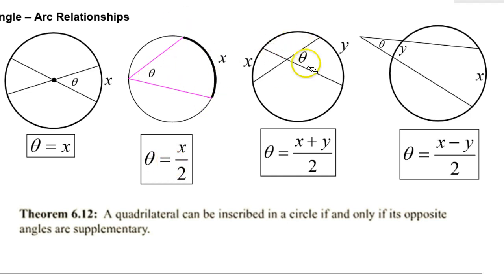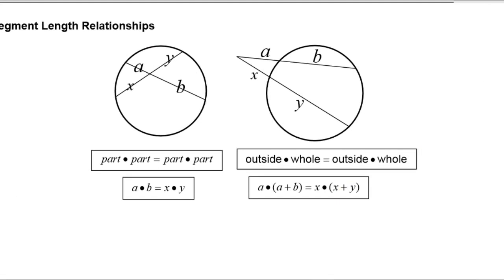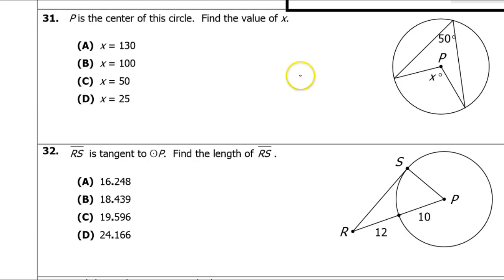If you have a random angle floating inside of the circle, then you have two arcs, and the angle will equal the average of those arcs. So the angle is arc plus arc divided by 2. If you have an angle outside of the circle, the formula is angle equals the big arc minus the small arc divided by 2. Okay, and then we have these relationships as well. Part times part equals part times part, or part times whole equals part times whole. That's segments. All right, now let's see which one is going to come up now.